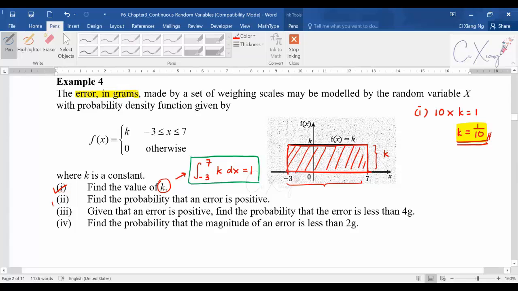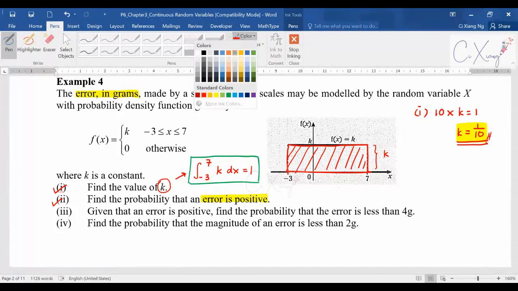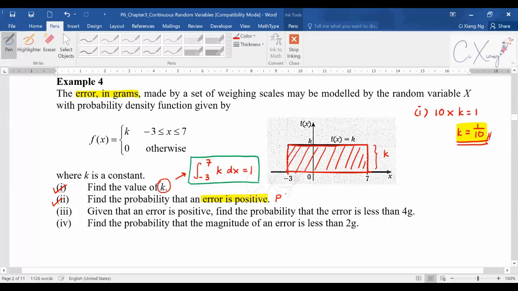Okay, now let's continue to part number 2. They want you to find the probability that an error is positive. Error positive means they want you to find the probability for x greater than 0. Then you can use the integration from 0 to 7 of the function k, where k is 1 over 10. If you continue this integration, you will get the probability.